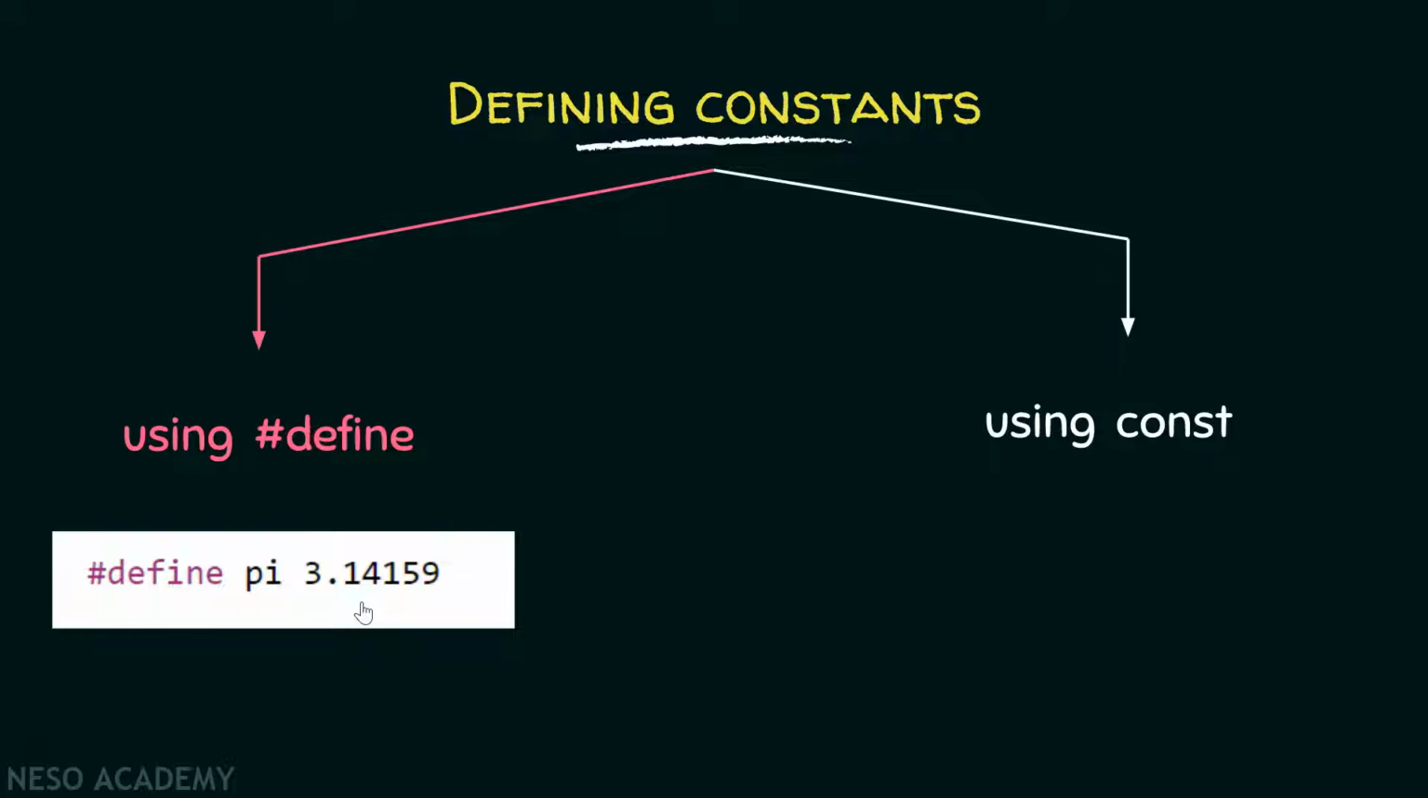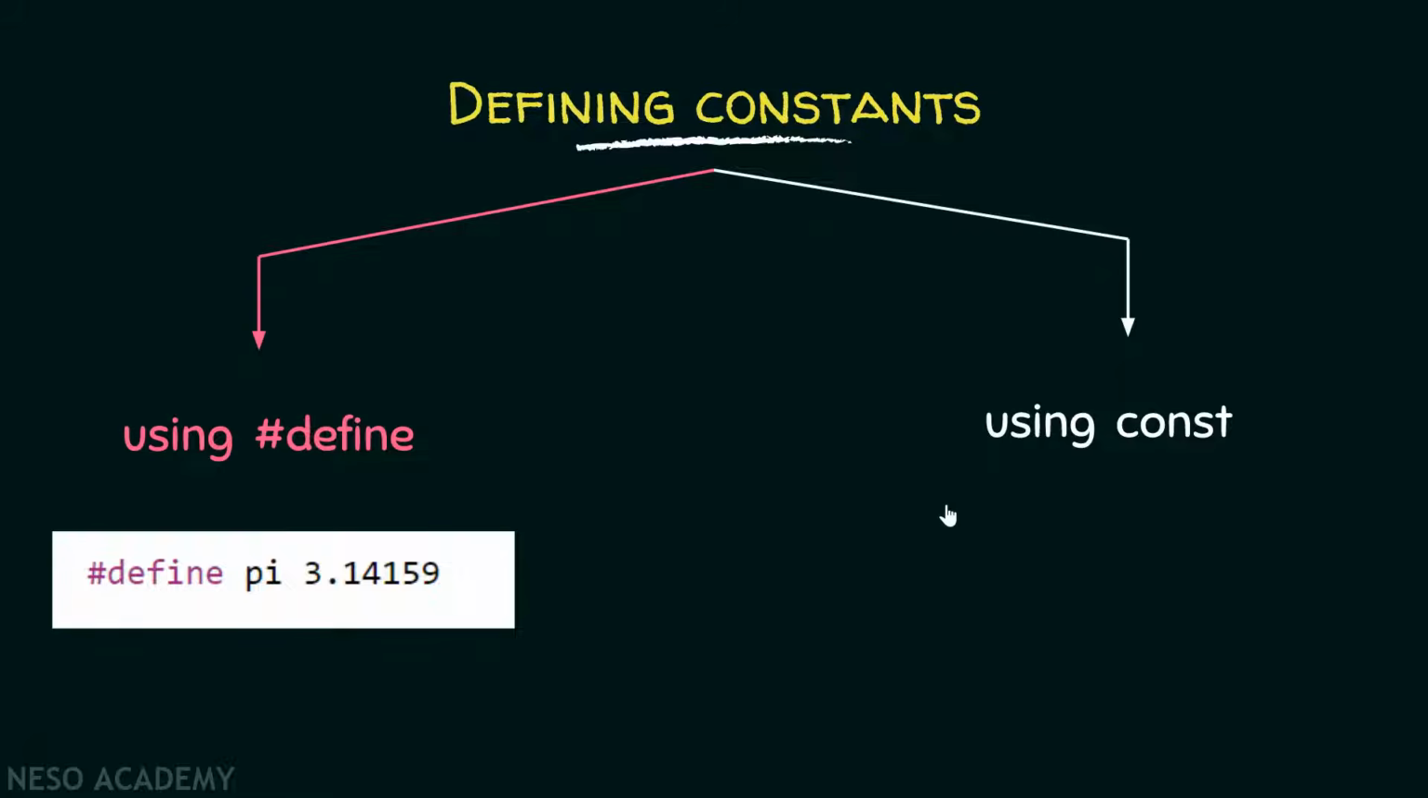Maybe we want to calculate the area of a circle. Maybe we want to calculate the circumference of a circle. In that case, writing this constant value multiple times would be a little bit cumbersome. We can simply use this macro instead of using this constant value. And that is the use of hash define, or you can say the greatest advantage of hash define that we already learned in our previous lesson.